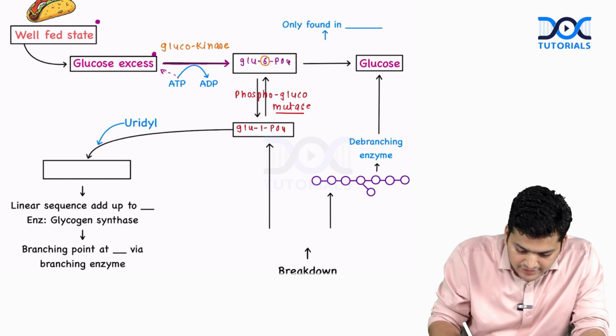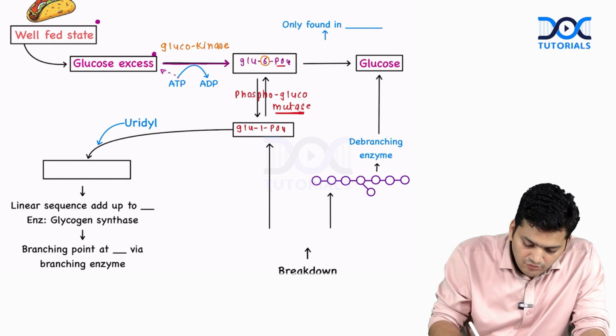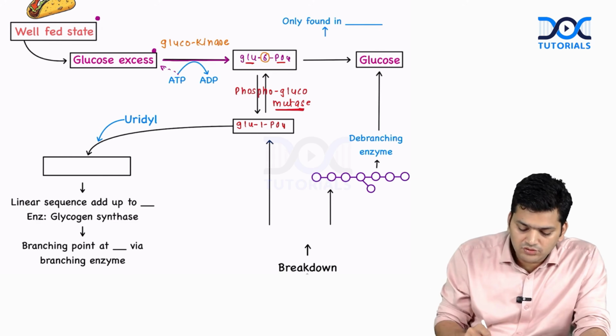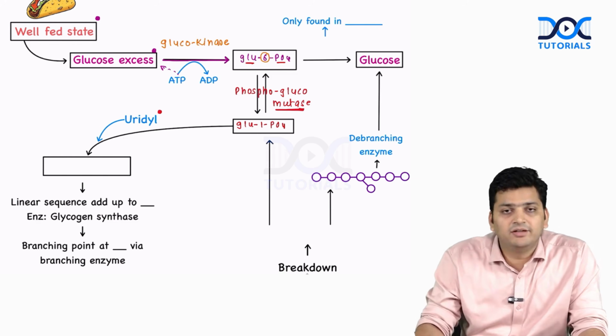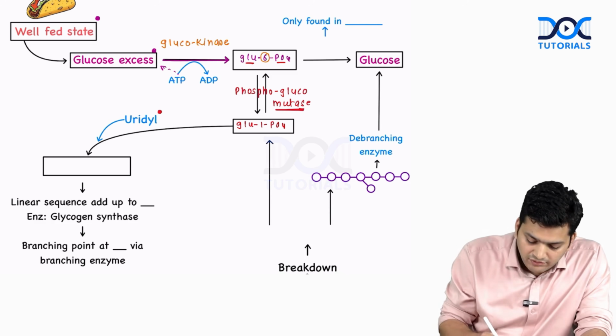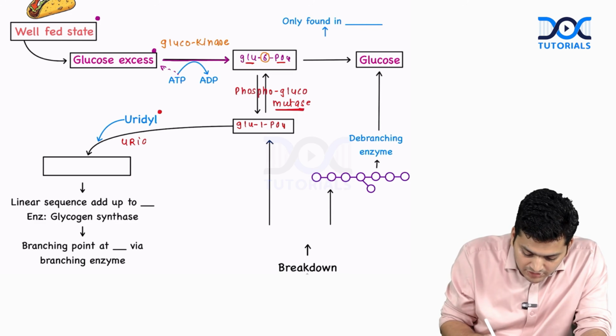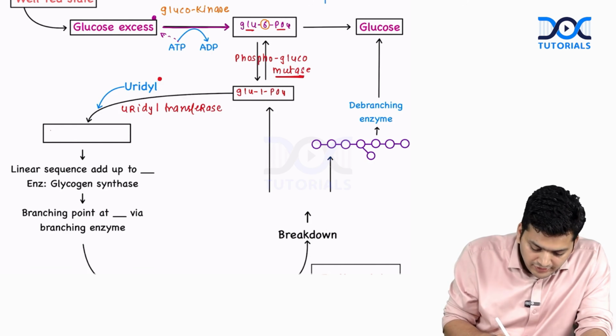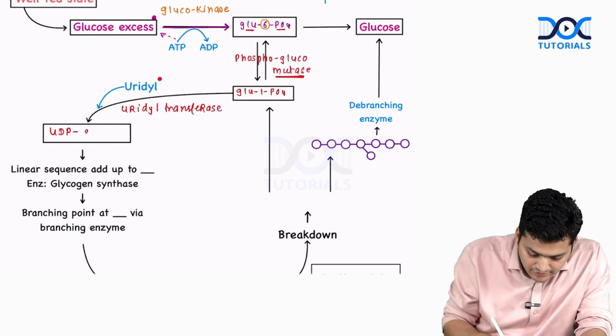Because we are mutating the site, phosphoglucomutase. On the glucose 1-phosphate, we are going to transfer a uridyl group. When we transfer a uridyl group, the name of the enzyme is uridyl transferase. And now the product that we are going to get is called the UDP glucose.